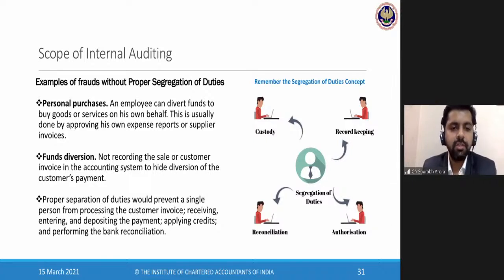Second is funds diversion, not recording the sale or customer invoice in the accounting system to hide diversion of the customer's payment. Then you can divert the funds. Proper segregation of duty would prevent a single person from processing the customer invoice, receiving, entering, and depositing the payment, applying credit, and performing the bank reconciliation. You would be thinking that this is a very obvious internal control, which would be there in many companies, but you would be surprised to notice how many companies fail on this internal control, and the segregation of duty concept is compromised in almost all the frauds in which employees have collusion.